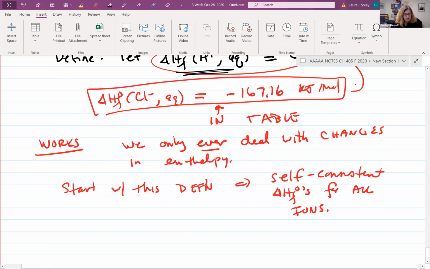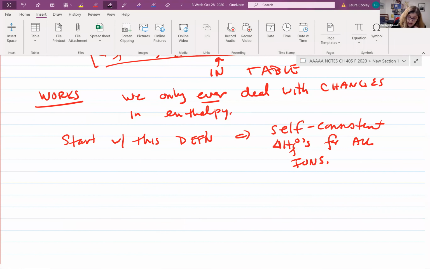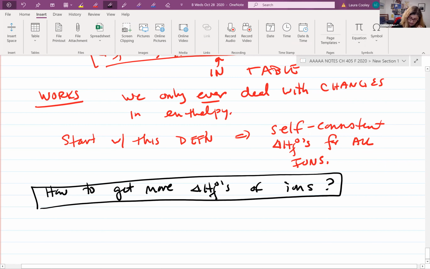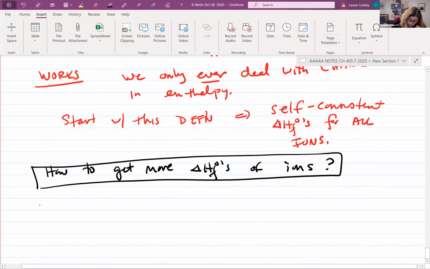Okay, so if you start with that 0, how would you get the other ones then? How do you work with this? Okay, so how to get more delta HF zeros of ions from this? Well, it's really not hard to do. You could use the fact that the heat of formation of the chloride ion is negative 167.16, I think, kilojoules per mole.